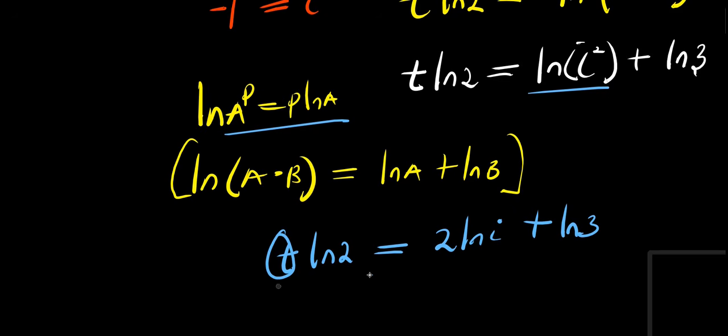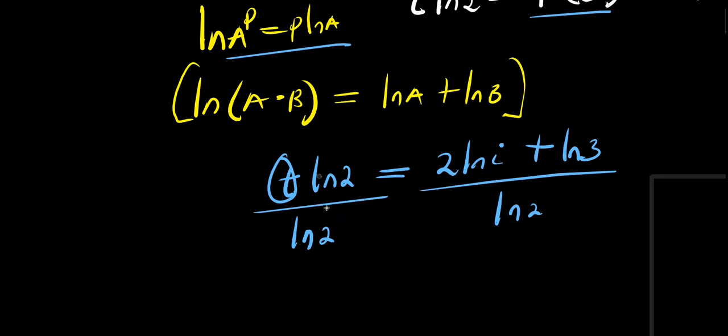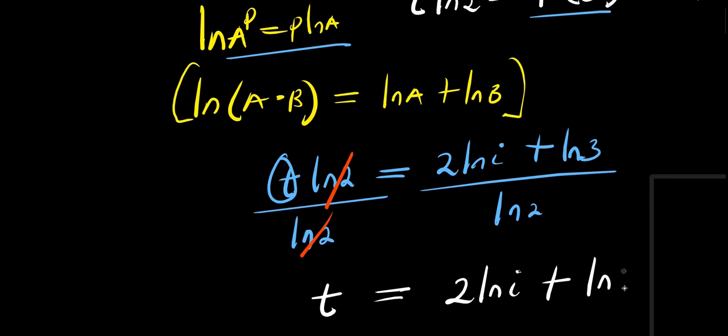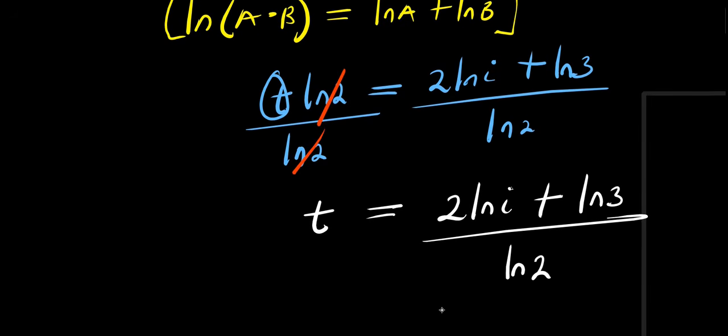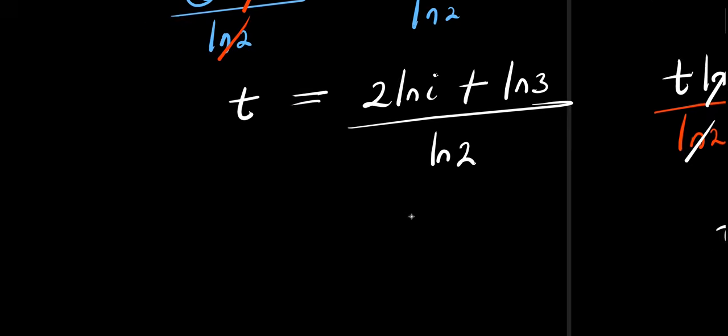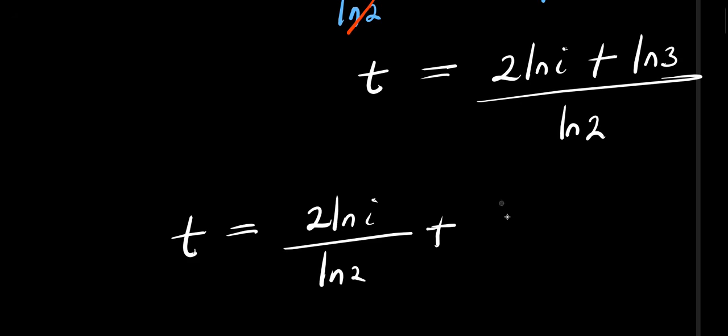I isolate t by dividing this by natural log of 2. I divide this by natural log of 2. Natural log of 2 eliminates natural log of 2. I have t equals 2 times natural log of i plus natural log of 3, divided by natural log of 2. So from here, I have t equals 2 times natural log of i divided by natural log of 2 plus natural log of 3 divided by natural log of 2.